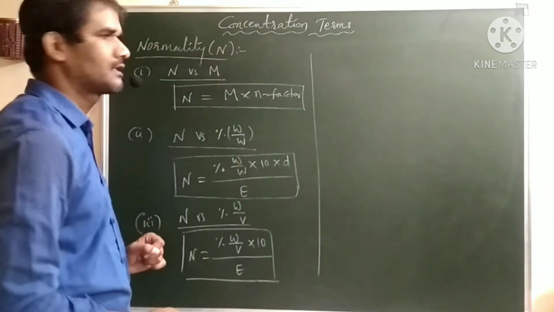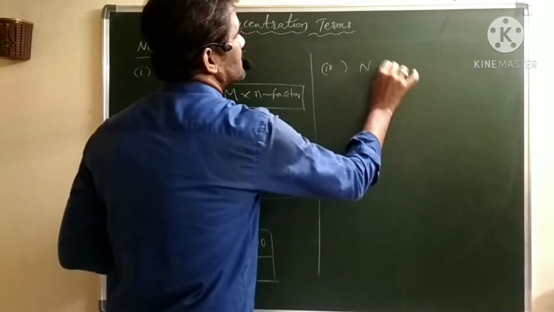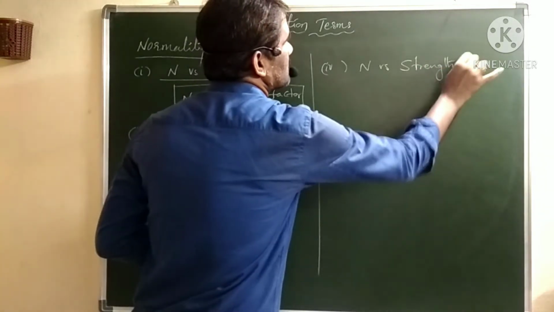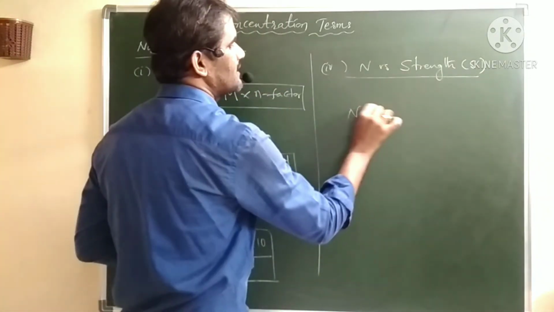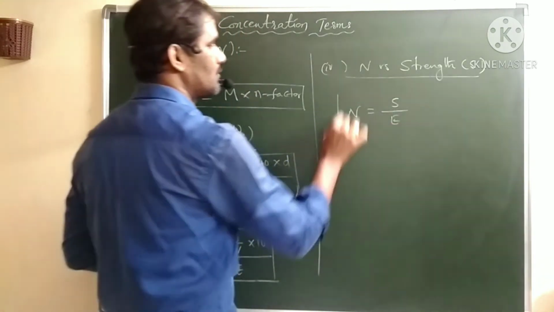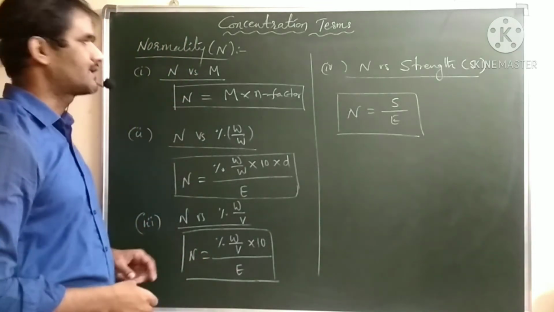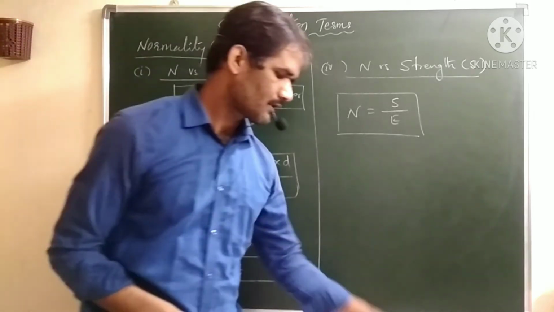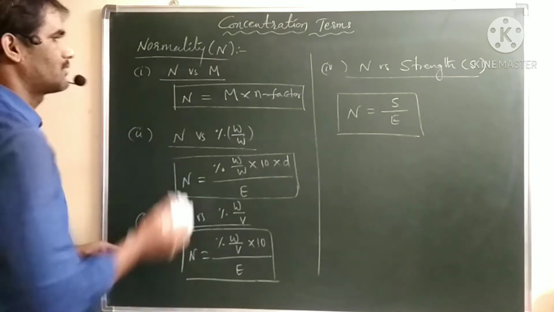And next, similarly, we have some other relations. The fourth one, normality versus strength of the solution. Here normality is equal to strength of solution by equivalent weight of the solute. So these are some of the various interrelations of normality with the other concentration terms. Now let us take some numericals related to these interrelations and normality calculations.